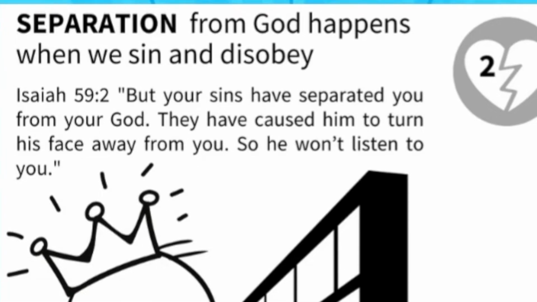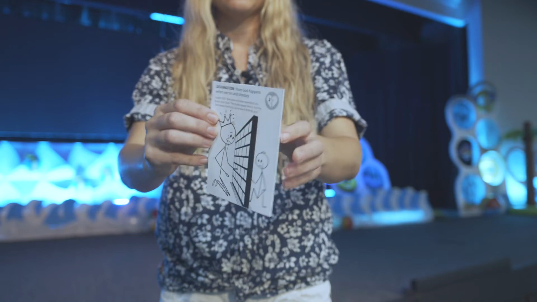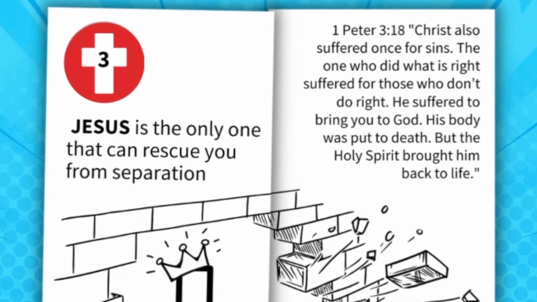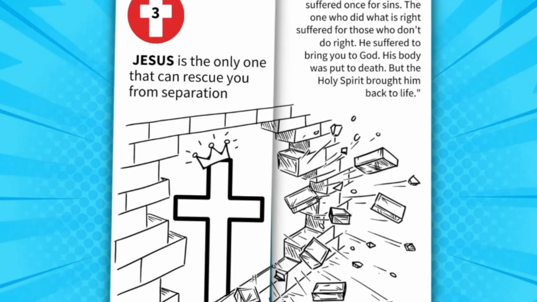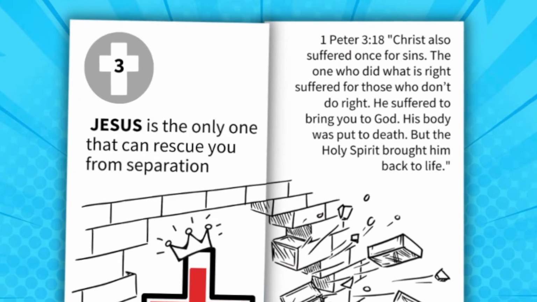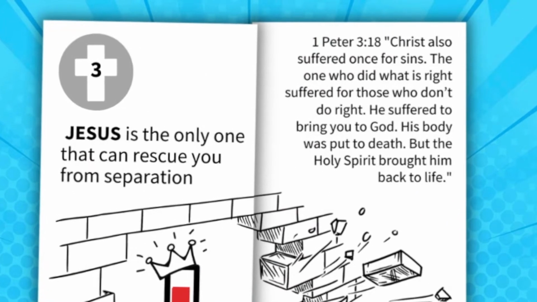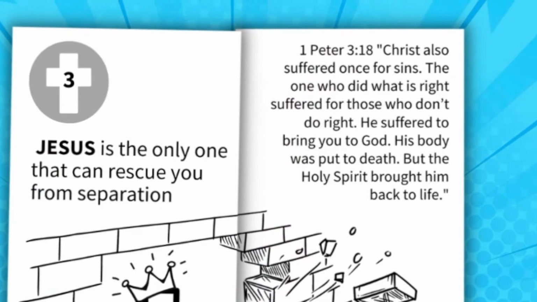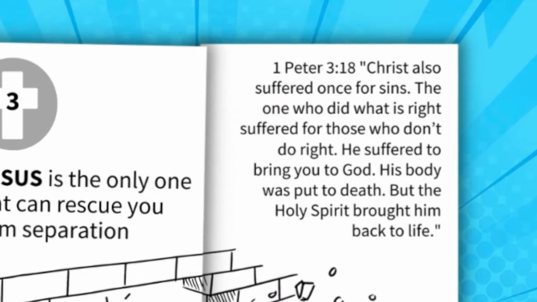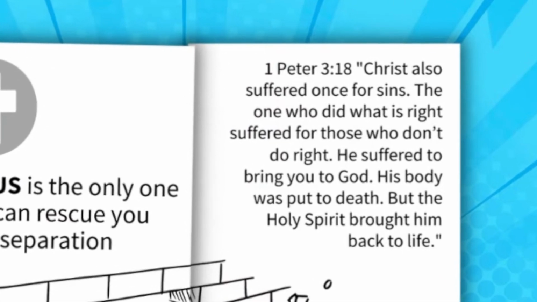But God doesn't want you to stay separated. So He sent Jesus to rescue you. That's what the cross right here represents. Jesus is the only one that can rescue you from separation. Do you see how the cross, which represents Jesus, breaks through the wall? That's because Jesus died and broke down that wall so that you can have a relationship with God. 1 Peter 3:18 says, "Christ also suffered once for sins. The one who did what is right suffered for those who don't do right. He suffered to bring you to God. His body was put to death, but the Holy Spirit brought Him back to life." So Jesus can tear down that wall that keeps you from God.